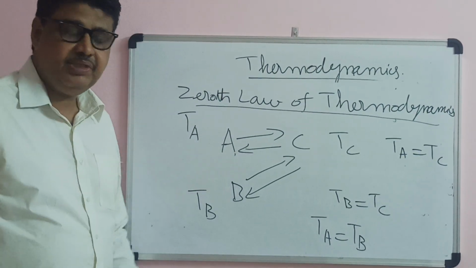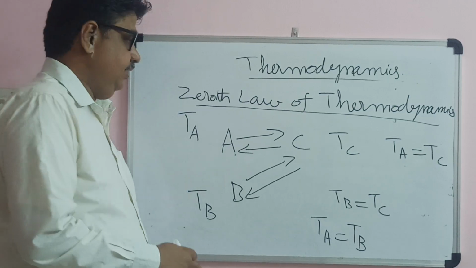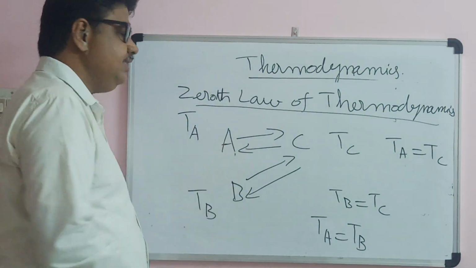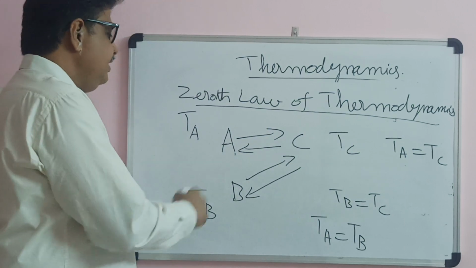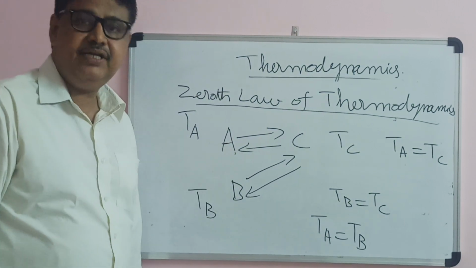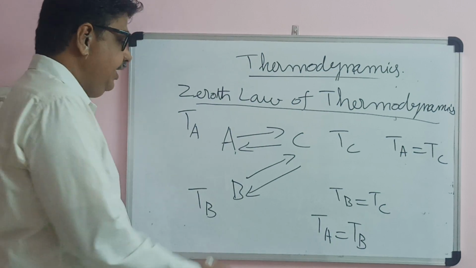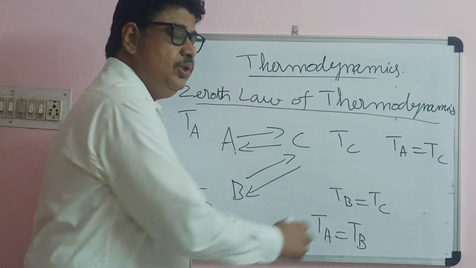Suppose the temperature of system A is TA, the temperature of system B is TB, and the temperature of system C is TC. If A and C are in thermal equilibrium with each other, then TA is equal to TC. If B and C are in thermal equilibrium with each other, then TB is equal to TC. So in this case, TA is equal to TB.